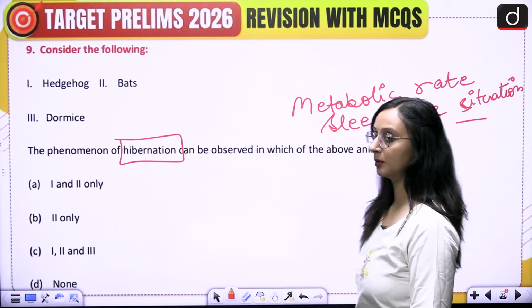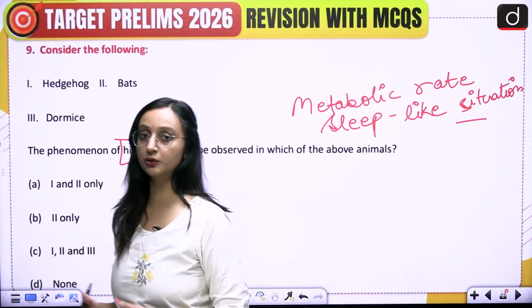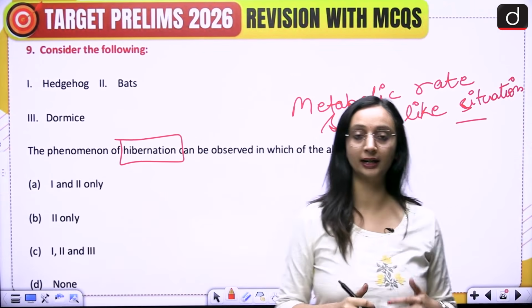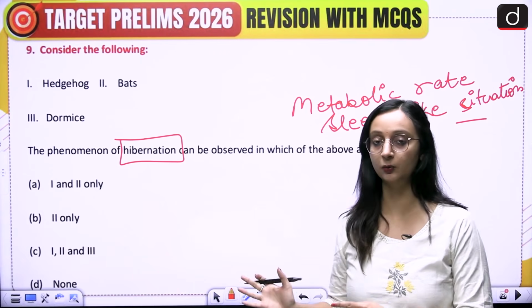How will they reduce their metabolic rate? They will reduce their activity. Most of the time, what do we do in winters also? We don't feel like working, right? We want to reduce our activities. We just want to lie down. That is exactly what hibernation is.